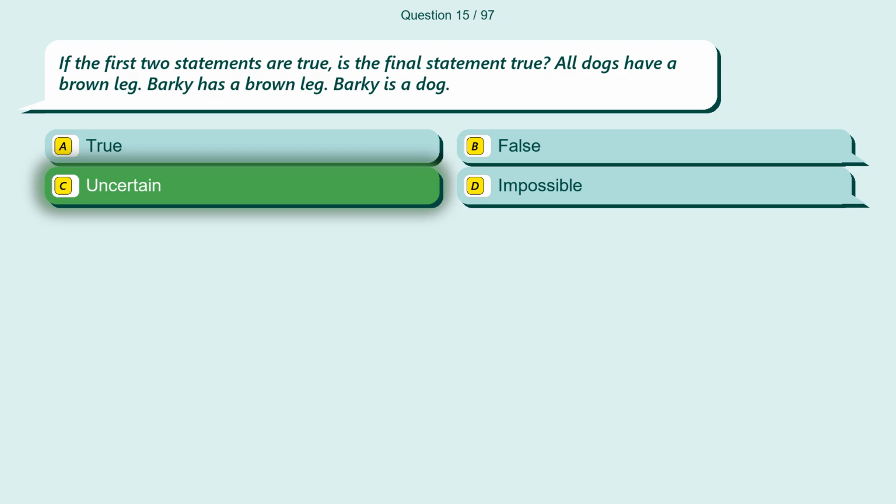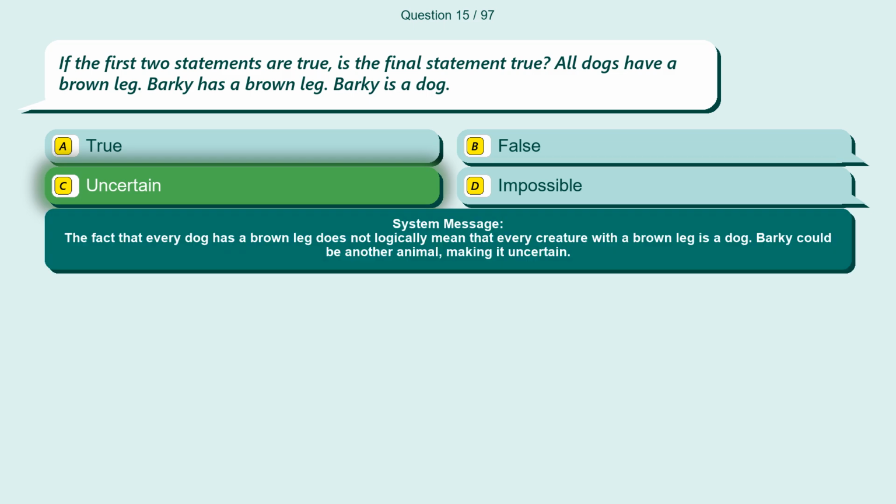The correct answer is option C, uncertain. The fact that every dog has a brown leg does not logically mean that every creature with a brown leg is a dog. Barky could be another animal, making it uncertain.